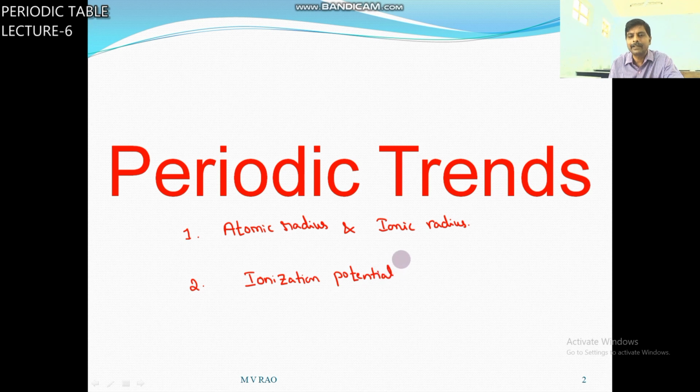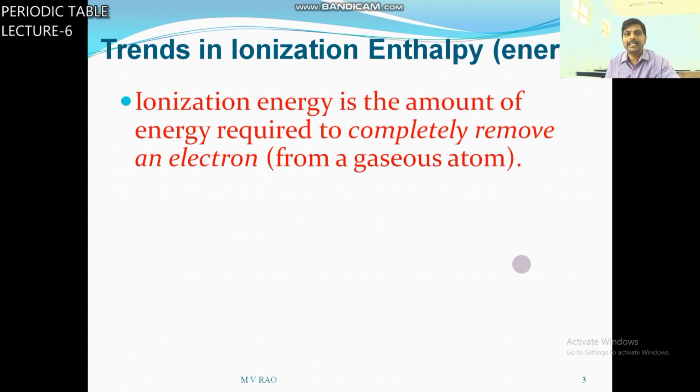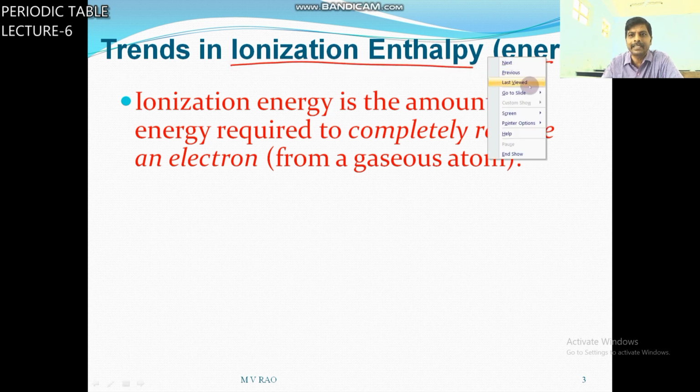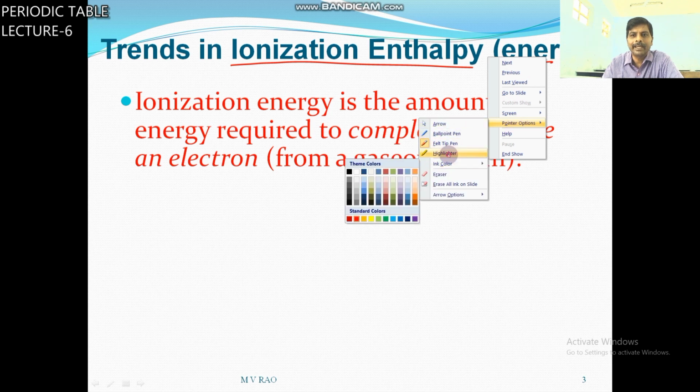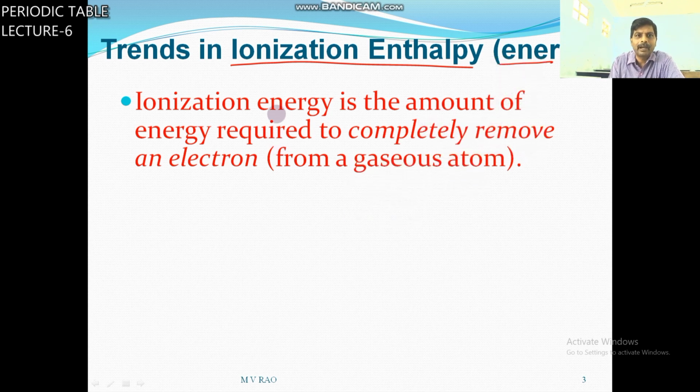Ionization potential, or it is also called ionization energy. So trends in ionization enthalpy. You will see. First of all, what is meant by ionization enthalpy or ionization energy? So it is energy.